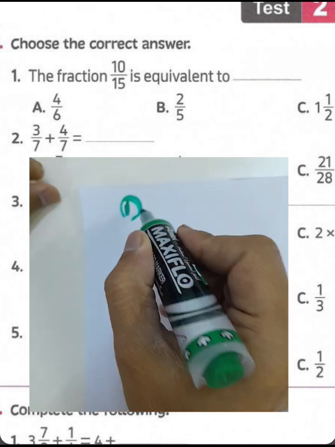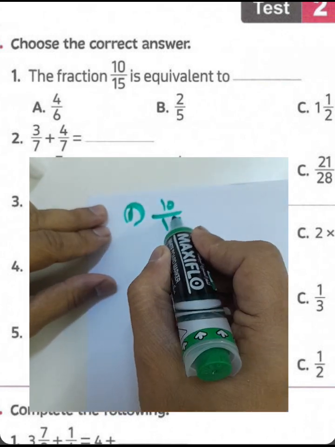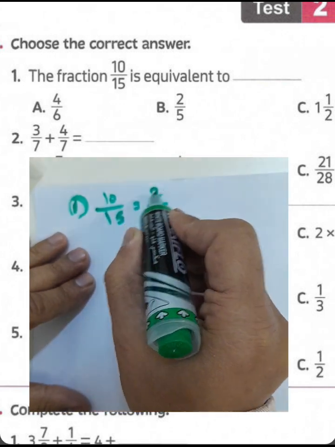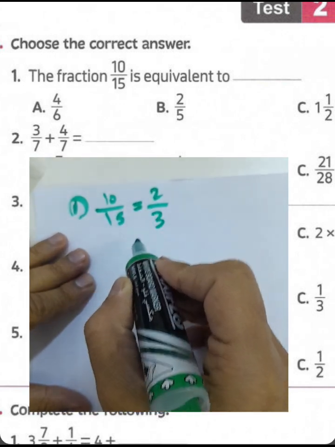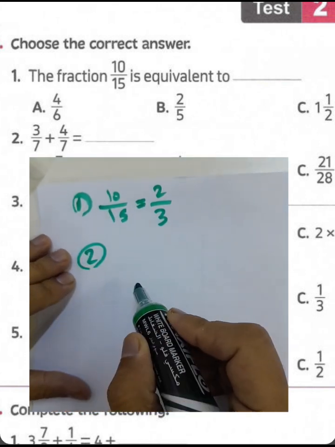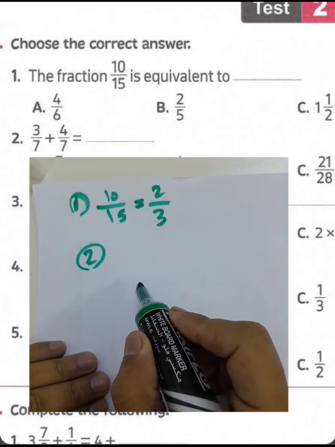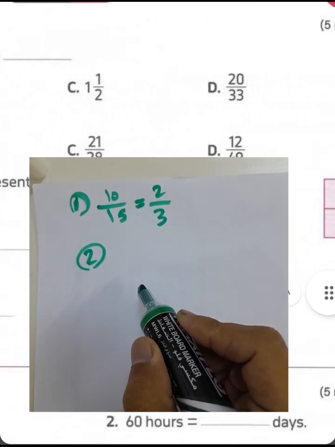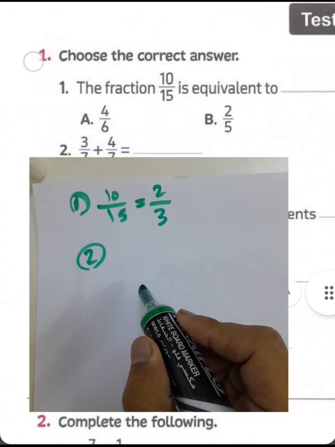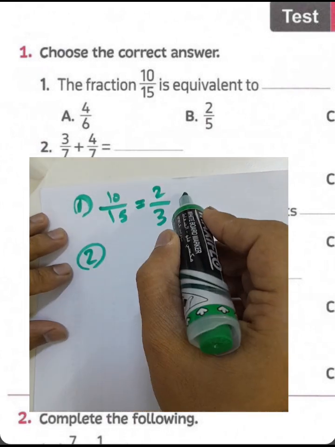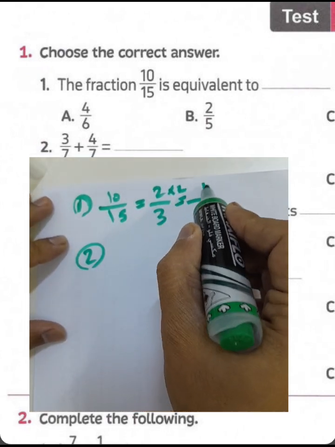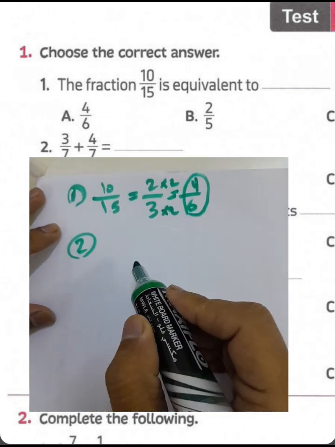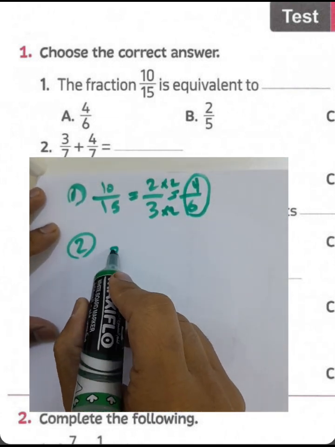We can convert 10 over 15 by dividing the numerator and denominator by 5. 10 divided by 5 equals 2. 15 divided by 5 equals 3. It will be equivalent to 2 over 3. Here, we don't have 2 over 3, but you can convert it by multiplying the numerator and denominator by 2. 2 times 2 equals 4 and 3 times 2 equals 6, and the result will be 4 over 6. Choose letter E. Question number 2.